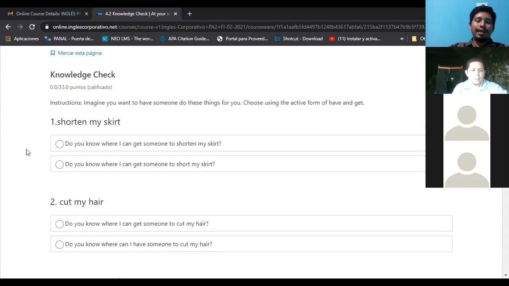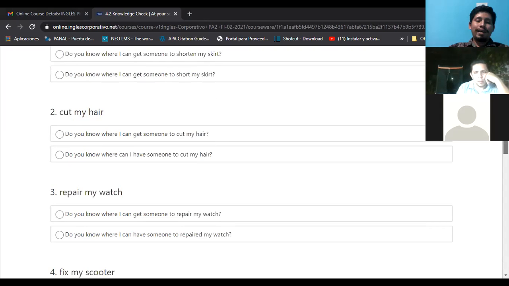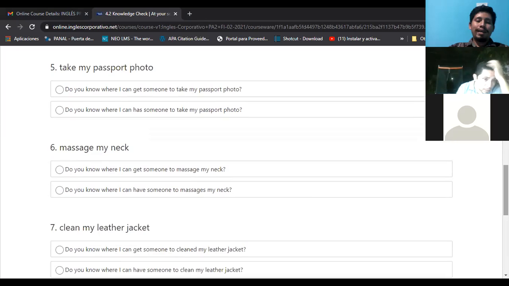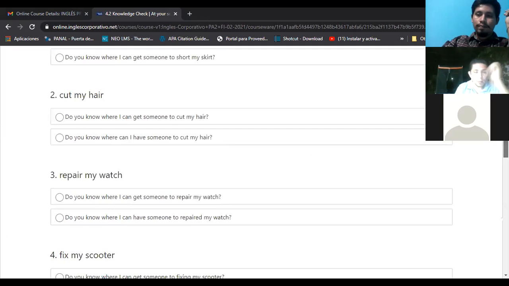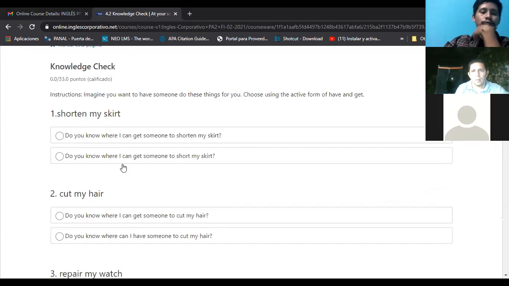Try to imagine you paying someone to do the things that you want. And it says to choose using the active form of have and get. This is multiple choice. We have eight examples here, and you must identify which is the right one, which example here is using the formula that we saw in the previous class and in this class.